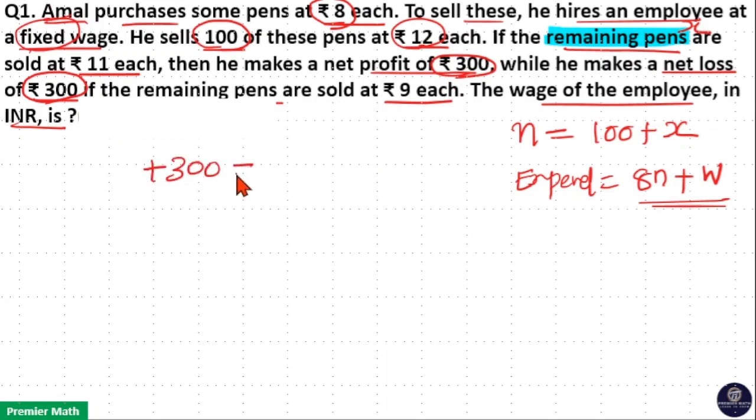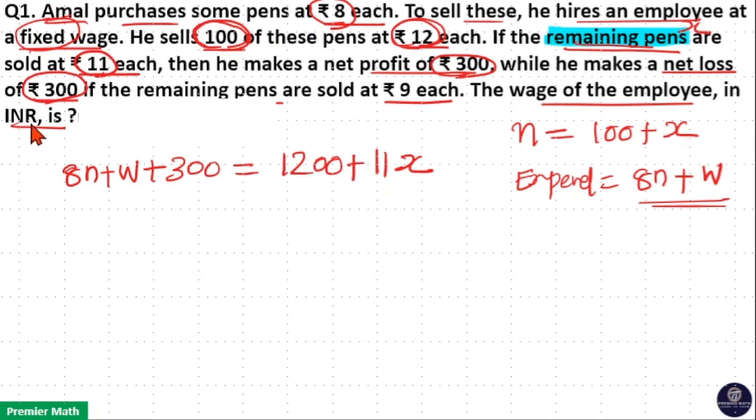So he gets a profit of 300 when he sells 100 of these pens at rupees 12 each, that is 1200, plus the remaining pens x at rupees 11 each, that is 11x. So 1200 plus 11x is the selling price, and at this price he gets a profit of 300. Profit of 300 means the selling price is 300 rupees greater than the expenditure. Here expenditure is equal to 8n plus fixed wage.